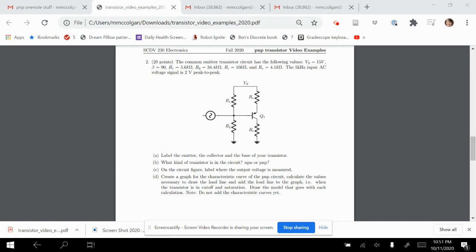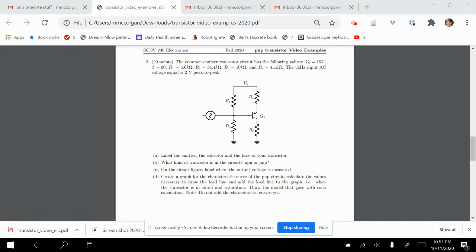This is an example of a common emitter transistor circuit. We see that the source voltage is 15 volts. Beta, the current gain, is 90. R1 is 5.6 kiloohms, R2 is 34.4 kiloohms, the collector resistor is 10 kiloohms, and the emitter resistor is 4.1 kiloohms.